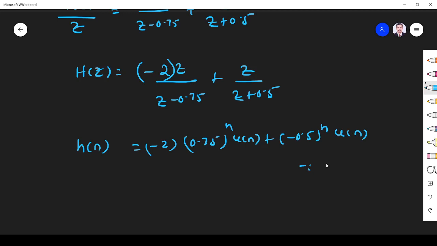Why? Because the z transform of a power n u of n is z by z minus a. Here what is a? 0.75. Here what is a? Minus 0.5. That's what I have done here. The inverse z transform of z by z minus a is a power n u of n. So this is our impulse response.